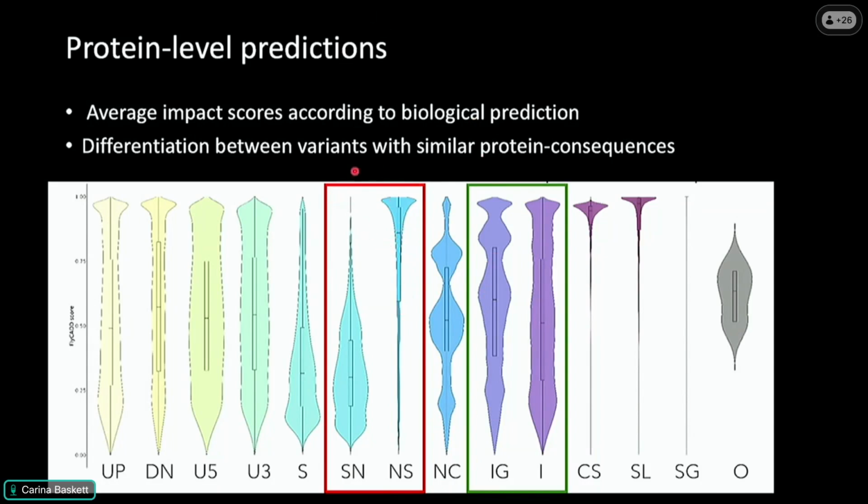And over here, you see the scores for non-synonymous SNPs and for synonymous SNPs. And you can see that on average, they are lower, but there is a large variation. So some of the synonymous SNPs are predicted to have an impact, even though they are synonymous.